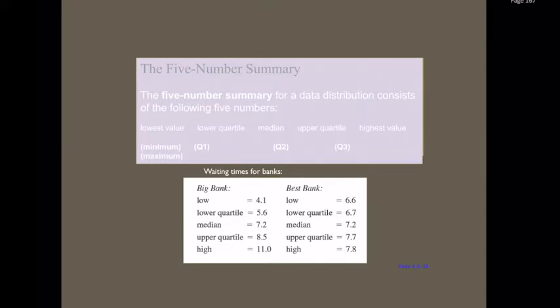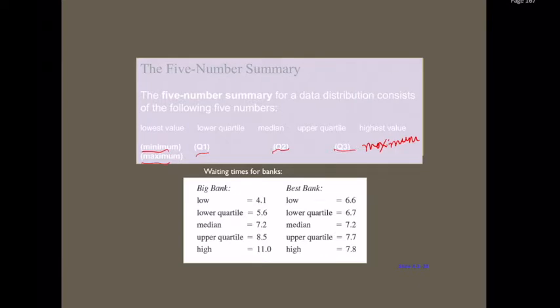So those 5 numbers we're going to be looking at are the minimum, Q1, which marks the 25th percentile, our median, which marks the 50th percentile, and our upper quartile, which marks the 75th percentile, and then our maximum value. That's our highest value, okay? This is a 5-number summary. It can tell you a lot about a data set.